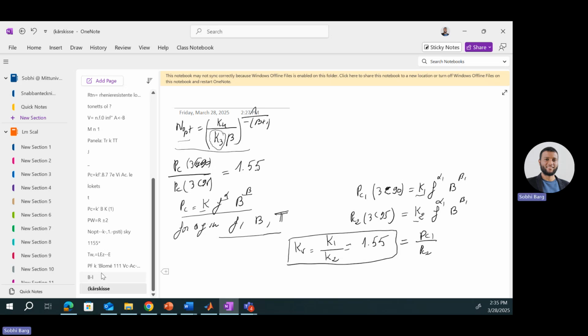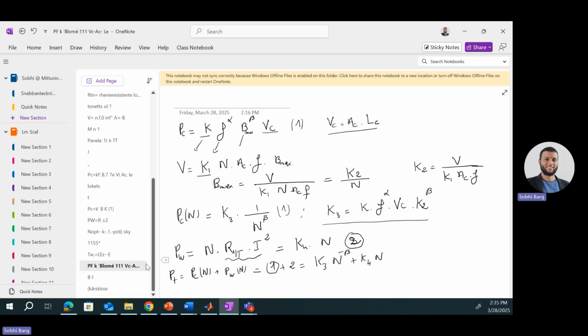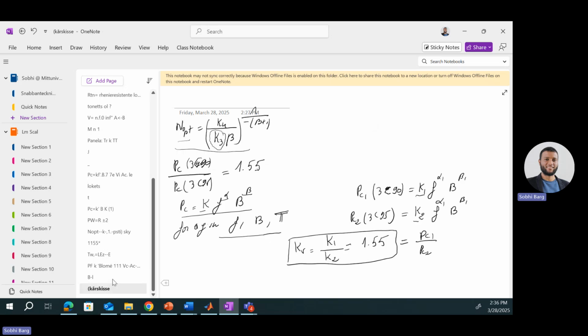We can remind you where K3 is. It is this one. K3 is K times f to the power of alpha times Vc times K2 to the power of beta. Alpha is the same, the core is the same, and beta is the same. K2 is also the same, because that's the voltage waveform factor. The only difference here is this K. We have K1 for 3C90 and K2 for 3C95.